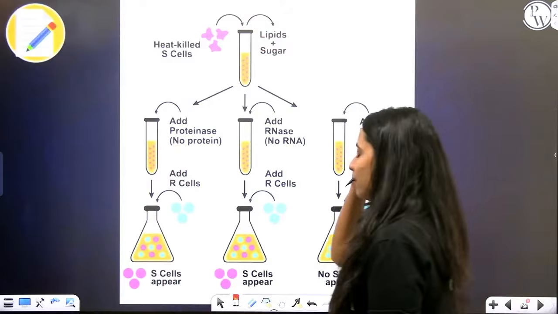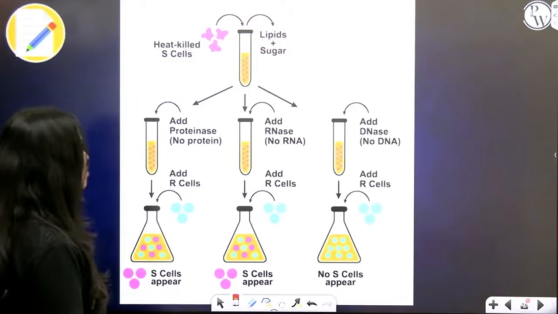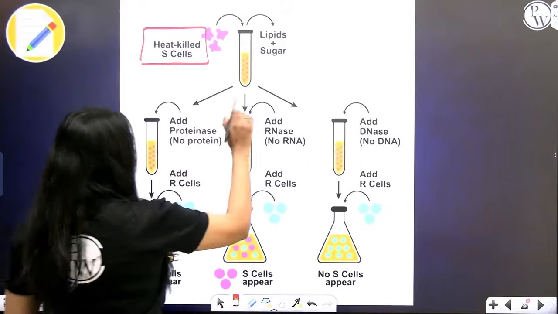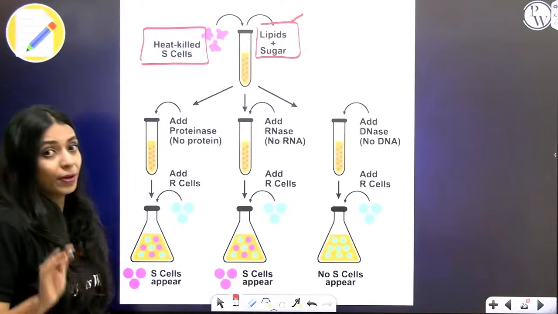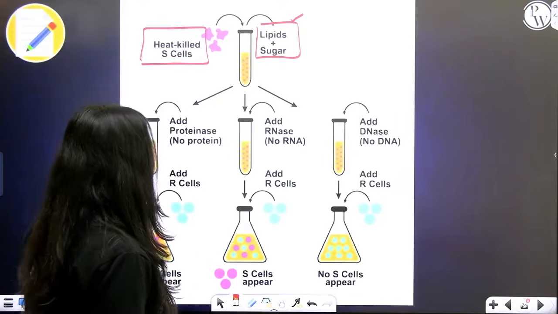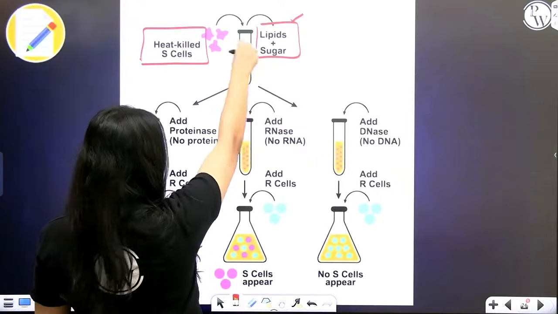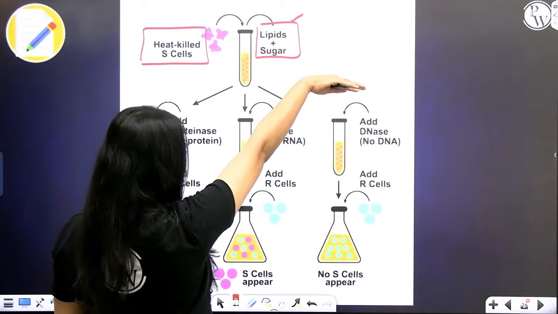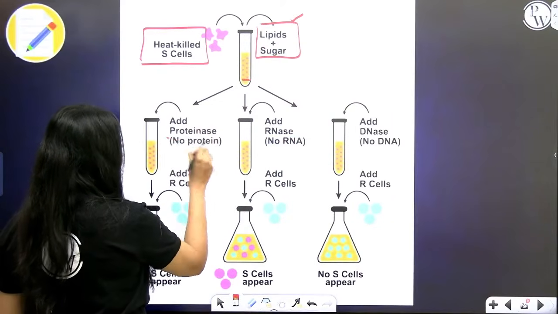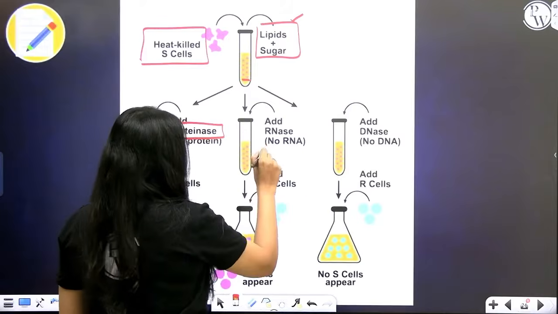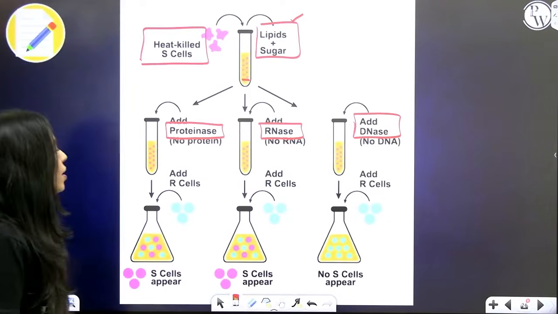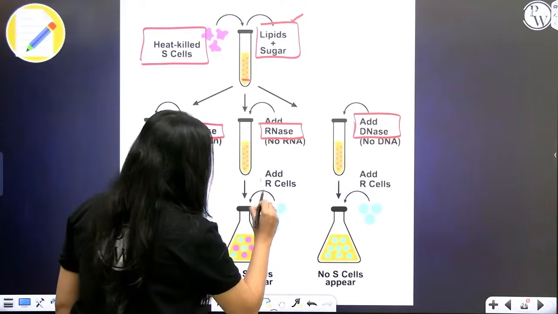So they performed another similar kind of experiment with the transforming principle. They took the heat-killed S strain bacteria. From that, they removed the lipids and sugars, because I told you the primary contenders were proteins and nucleic acids. Whether it was protein, whether it was RNA, whether it was DNA, that is what they wanted to find out. To these extracts, they added protein digesting enzyme called protease, RNA digesting enzyme called RNase, and DNA digesting enzyme called DNase. To these, they added the live R strain bacteria.